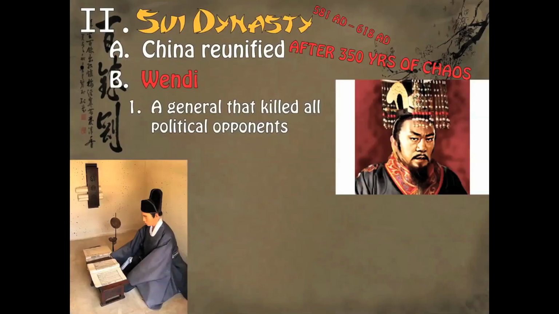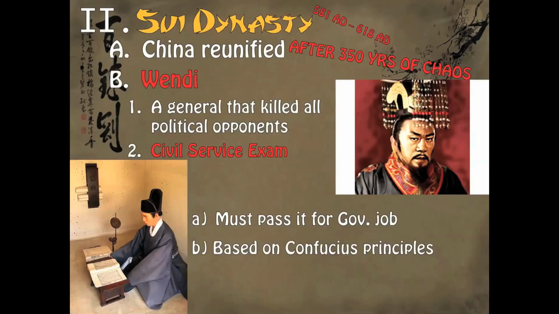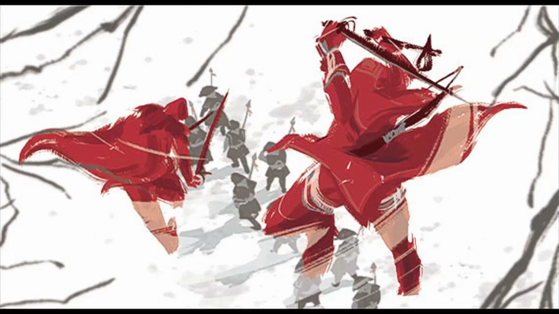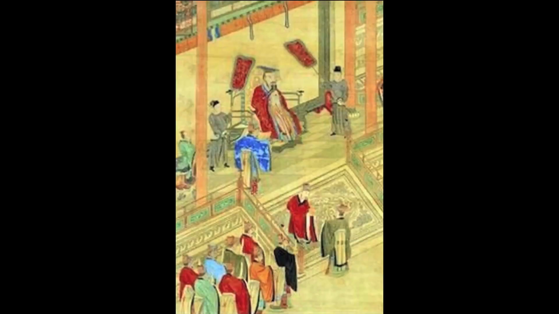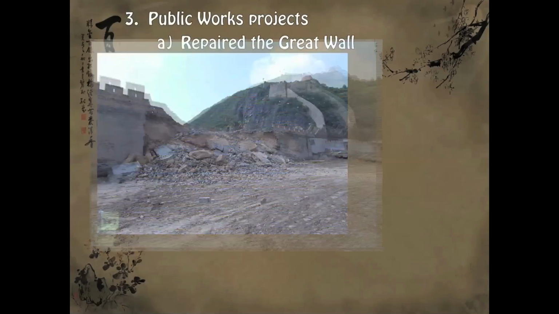What's ironic is Wendi established the civil service exam. It was basically an exam you had to take to get a government job, and it tested you on your morals. So think about this. Wendi, a man who murdered all his political rivals, was so concerned about the morals of his government employees. It's pretty funny. Wendi also launched large public works projects, for instance, repairing sections of the aging Great Wall.